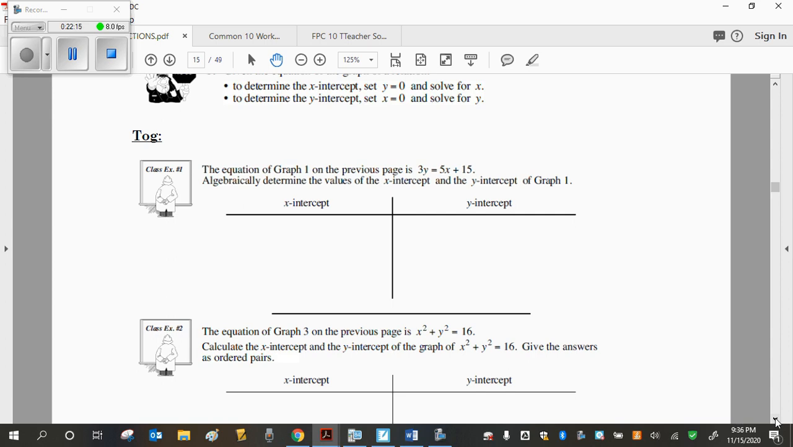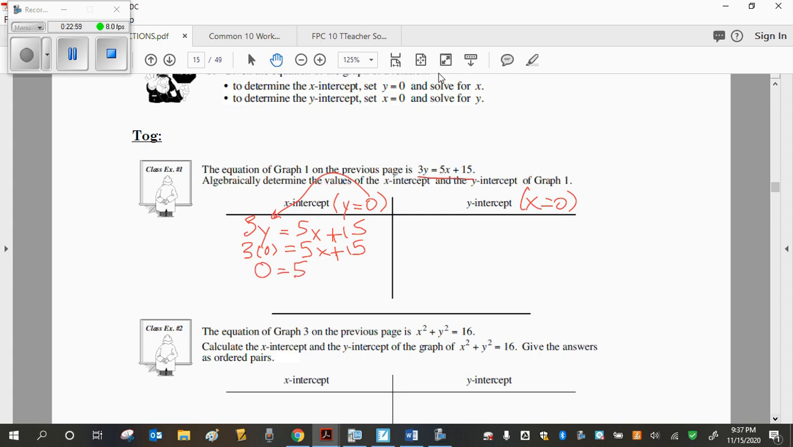So let's do example 1 together. And we're going to use the equation. The first thing I want to do is, for x-intercept, I want to put y equals 0, and for y-intercept, x equals 0. Second step is I write down the equation that I'm given. I will provide you with an equation. Just write it down. And now, wherever I see a y, I put 0. So 3 times y becomes 3 times 0. 3 times 0 equals 0.